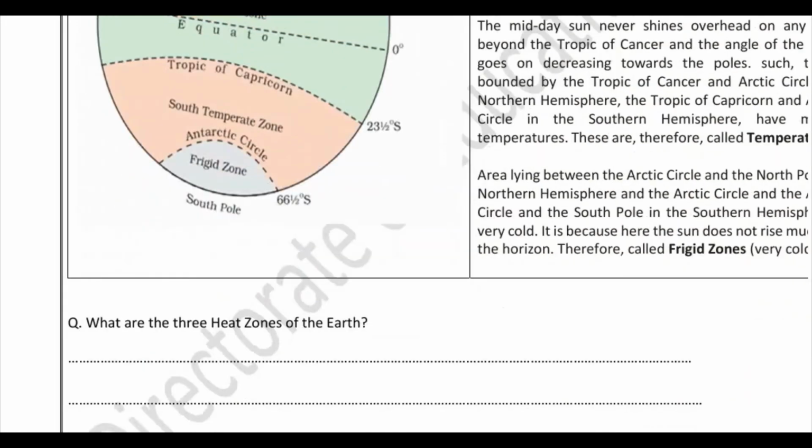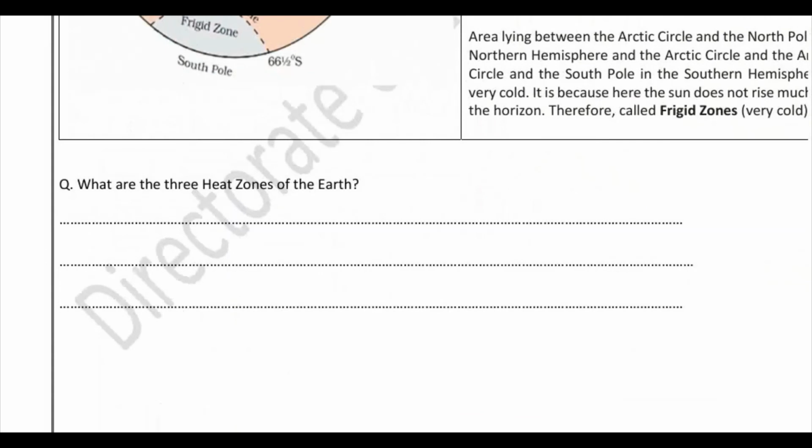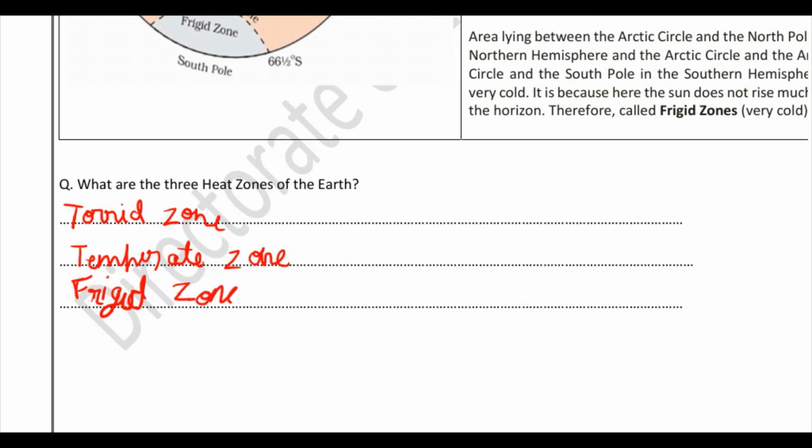Alright. Now, there are some questions given to us. What are the three heat zones of the earth? So, you can write these. First one is torrid zone. Then temperate zone. And then frigid zones. So, these are the three zones which are present in the earth. So all the zones I have written.